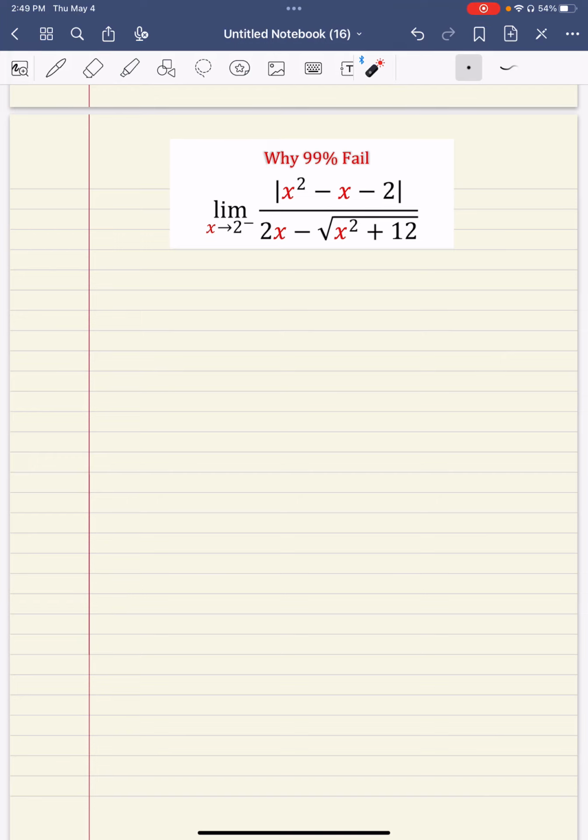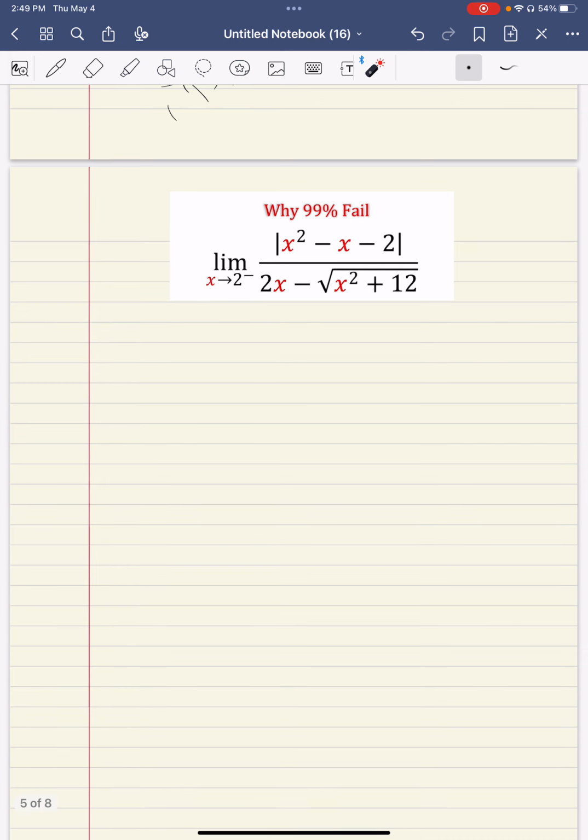Hello everyone. Today we want to solve a limit question. It says that our x is approaching 2 from the left-hand side. So in the numerator we have an absolute value of this, and in the denominator we have that.